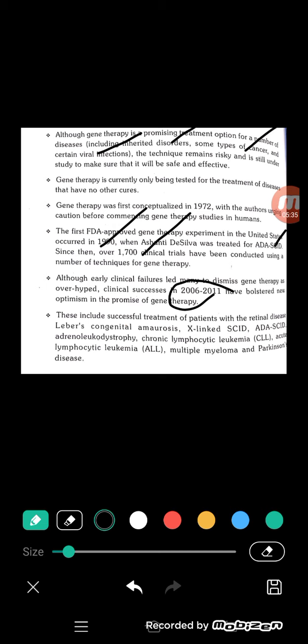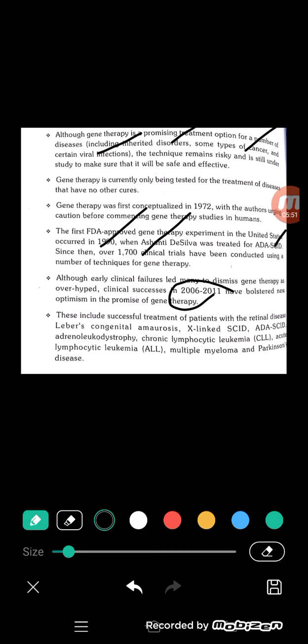A number of clinical trials have been studied on gene therapy; some were rejected and some were successful, and finally, from 2006 to 2011, we got successful results in gene therapy.